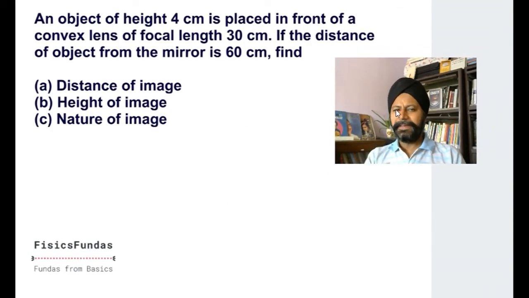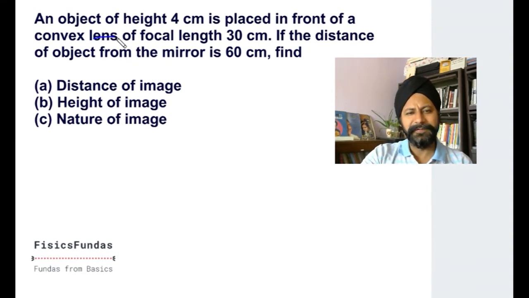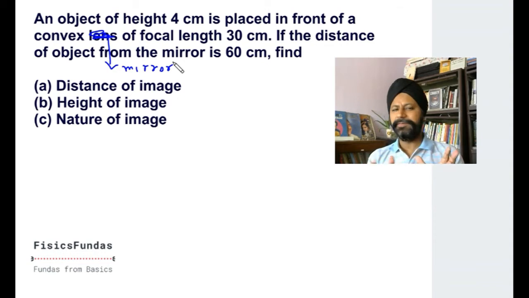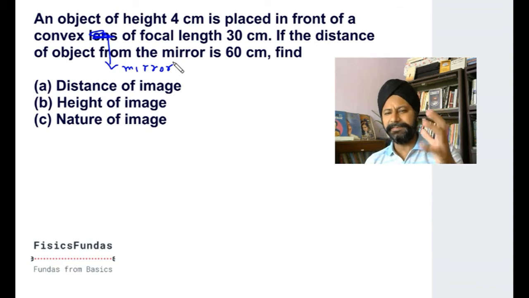I'll give you one of the questions to try it out. Everything is similar except that this is a convex mirror. I wrote it as convex lens, sorry, but lenses we have not done yet. So this is exactly the same except that it is a convex mirror. In a convex mirror, the change will be that the focal length will be positive. So try this out. Write it in the comments box.